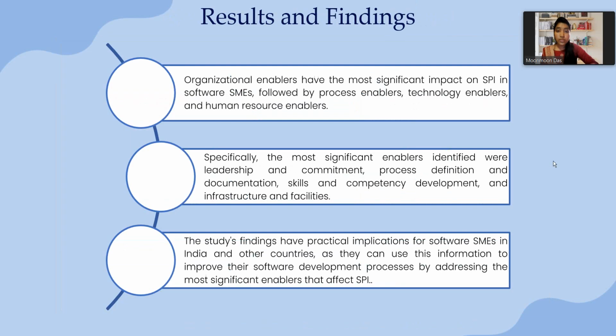Then the results and findings. The results of the study showed that organization enablers have the most significant impact on SPI in software SMEs, followed by process enablers, technology enablers, and human resource enablers. The study's findings have practical implications for software SMEs in India and other countries, as they can use this information to improve their software development process by addressing the most significant enablers that affect SPI.